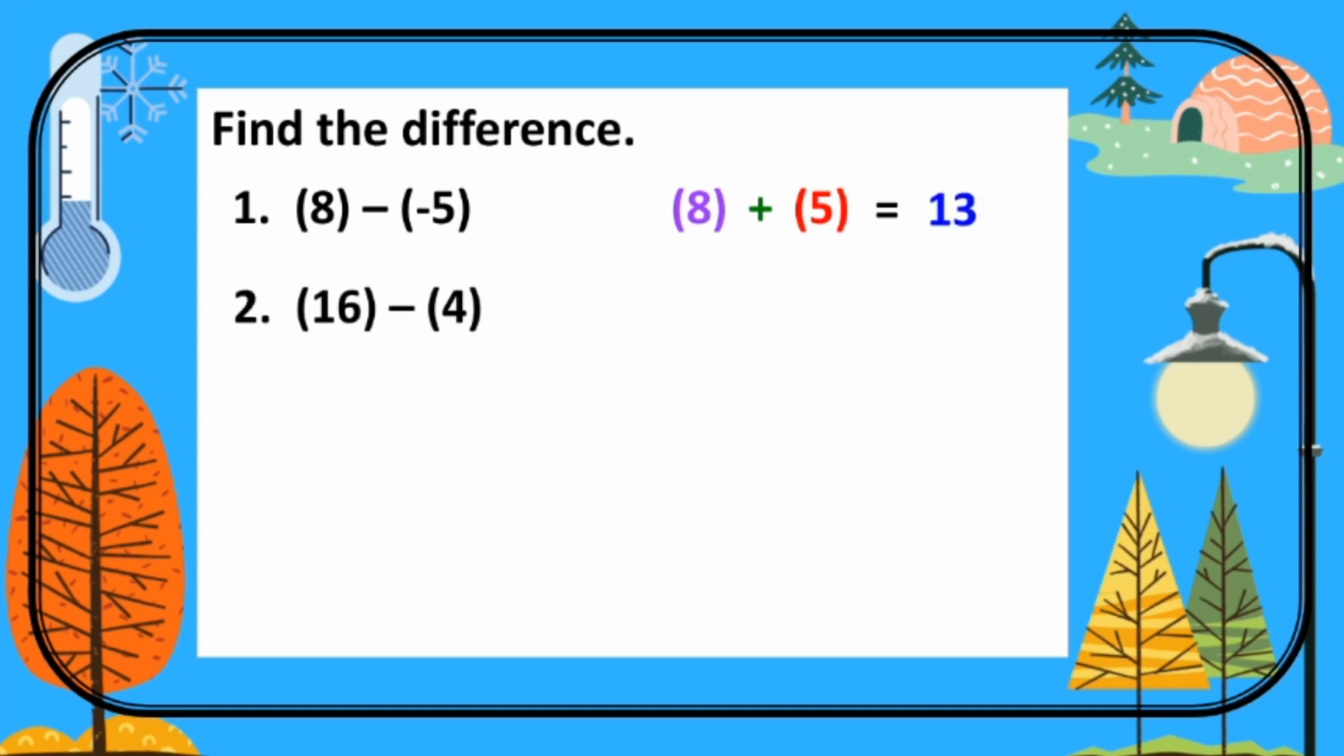Number 2. Positive 16 minus positive 4. Keep. Kopyahin ang positive 16. Change. Change minus sign to plus sign. Change. Change positive 4 to negative 4. Now, compare. We have different sign. So, mag-minus tayo. 16 minus 4 equals 12. At ang mataas na number ay positive. Kaya, positive 12.